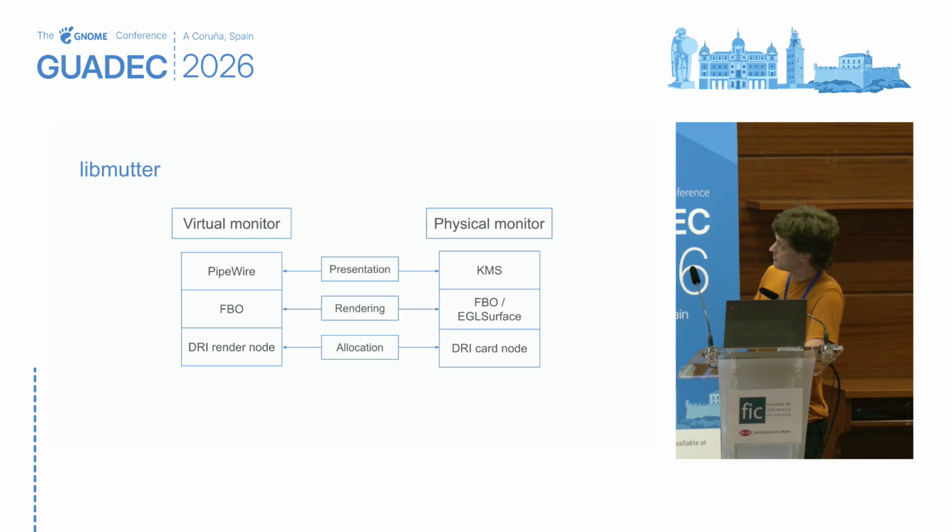Rendering is similar. In a physical monitor, you can either render to an FBO, as in a frame buffer object, or an EGL surface or something similar in the Vulkan world.